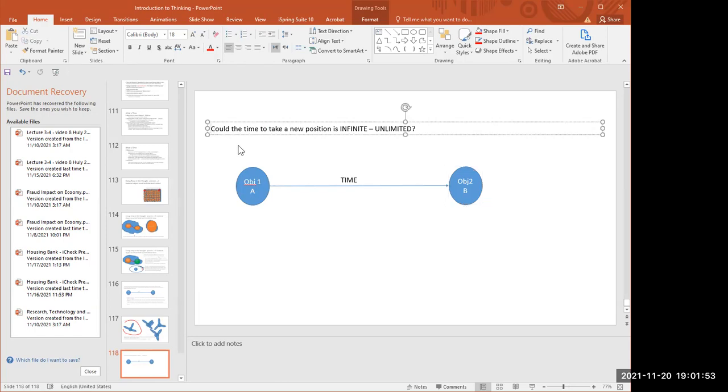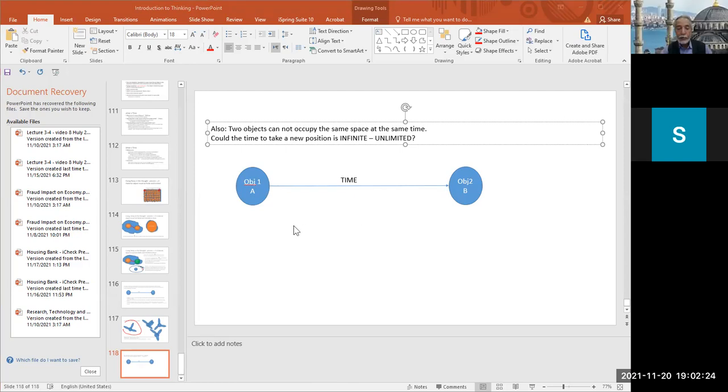And here I need to mention this also. We know that two objects cannot occupy the same space at the same time because each one will eliminate the physical attributes of the other object, which is not possible unless it pushes it away. Okay, so now this is the second question.